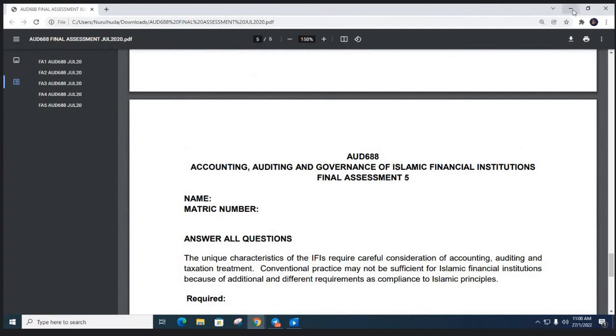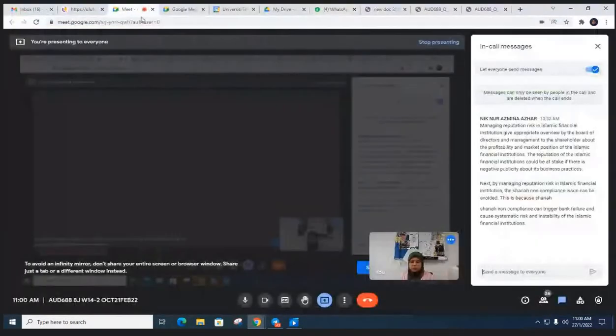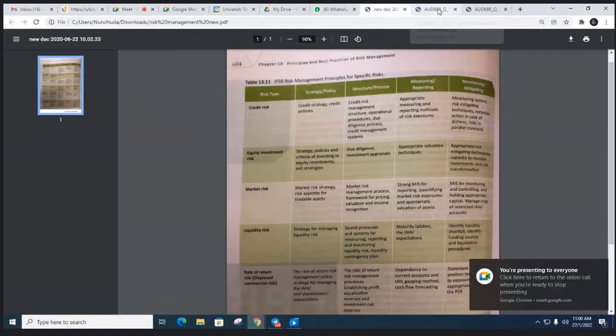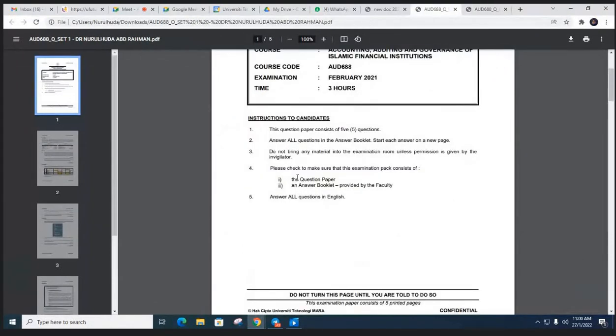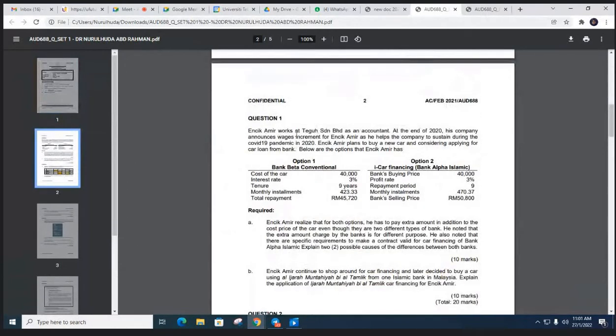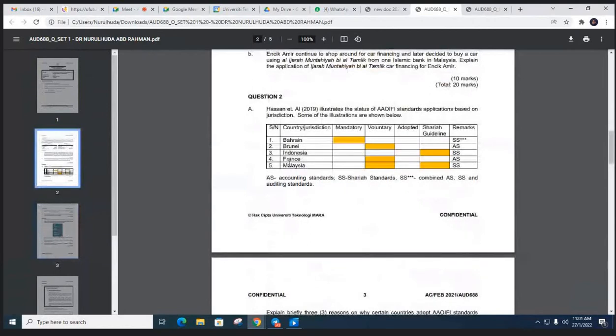No, Doctor. Okay. Syariah non-compliance can trigger bank failure and cause systematic risk and instability of the Islamic. Okay. Okay. And then February 2021. Okay, ini kita dah tengok. Encik Amir ni kita dah discuss kan? Yang question tu dah ke?